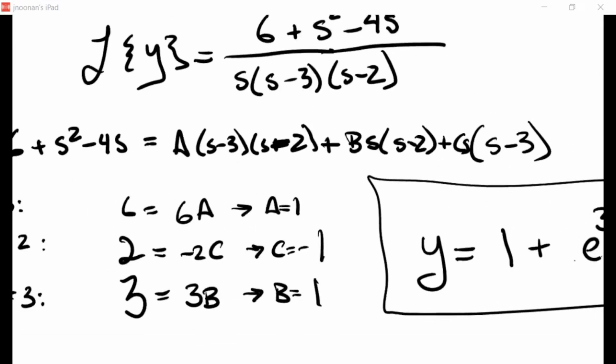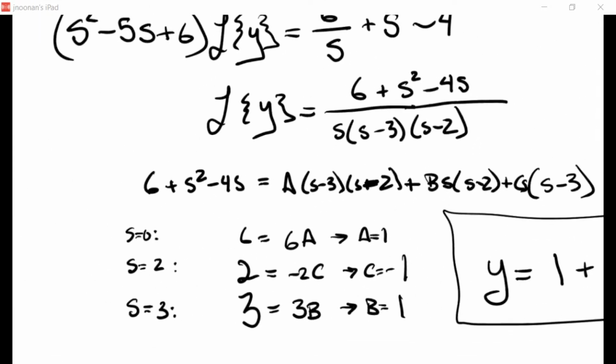Okay, so here's what I got. Oh, I know, I didn't even show my work. So this is A over s, B over s minus 3, and C over s minus 2. And then I just multiplied by the common denominator and got this. And then, of course, I just picked a few values that were the obvious ones, s equals 0, 2, and 3, to zero out everything but one of the variables.